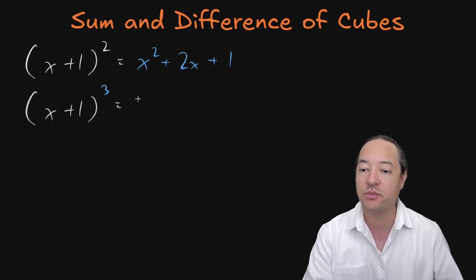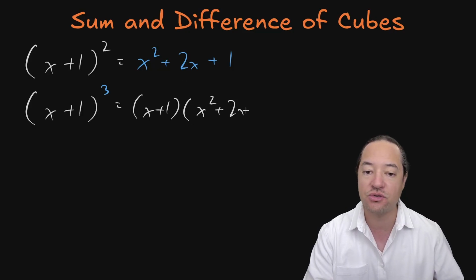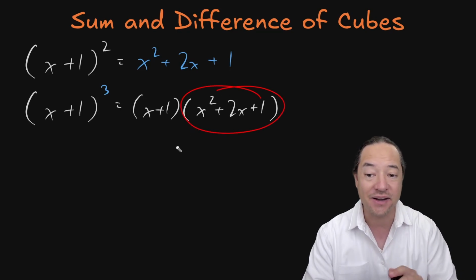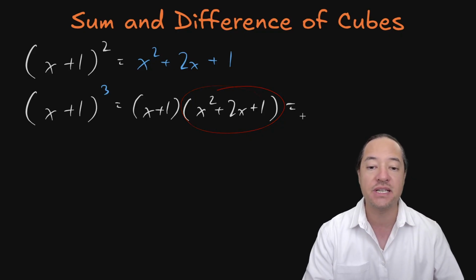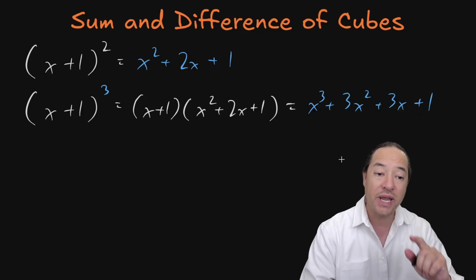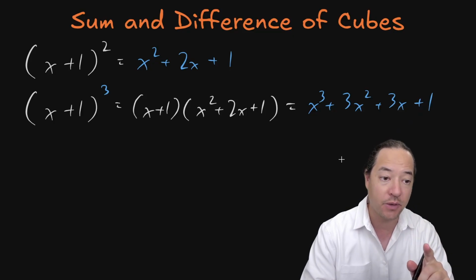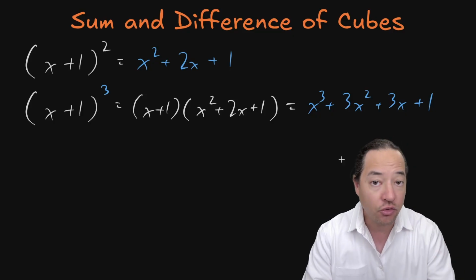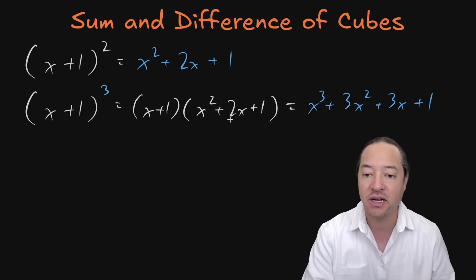This is essentially going to be an x plus 1 multiplied by an x squared plus a 2x plus a 1, right? It's because this is x plus 1 squared. And if we do that, we're going to get x cubed plus 3x squared plus 3x plus 1. Now we actually learned how to do this before. We learned this pattern where we do the cube of a sum. But if you don't remember, or if you don't believe me, we can actually solve for this.